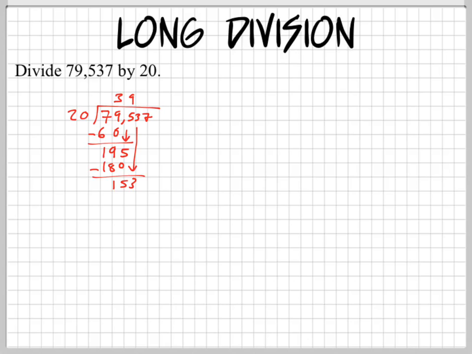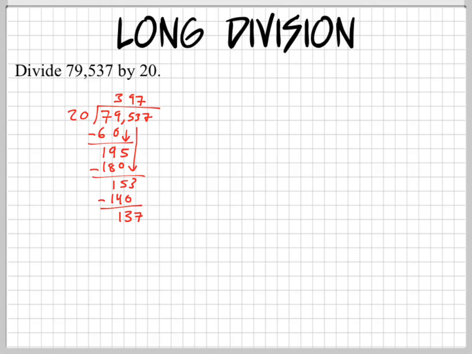Okay, this process of going, this times what will give me that? And then you put it up here, and then you multiply it, and then subtract it. That's the same thing we're going to be doing with polynomials. Now, if I were to finish this, let's see, it'd be 140. This would be a 7 right here. I subtract, I would get 13.